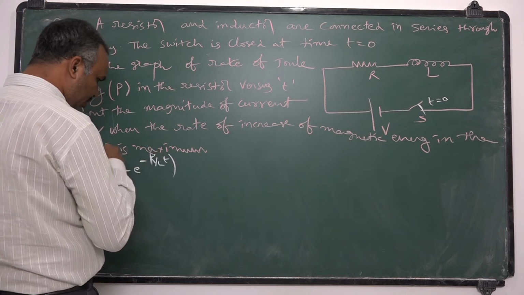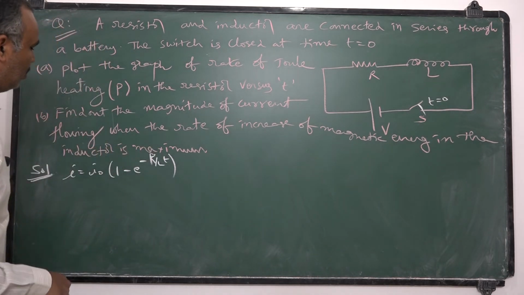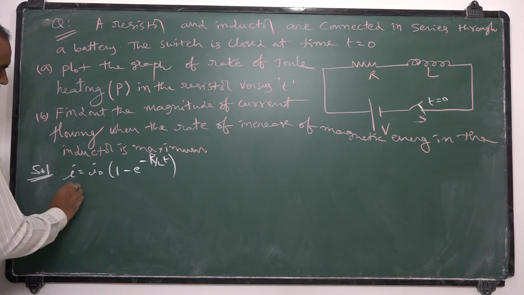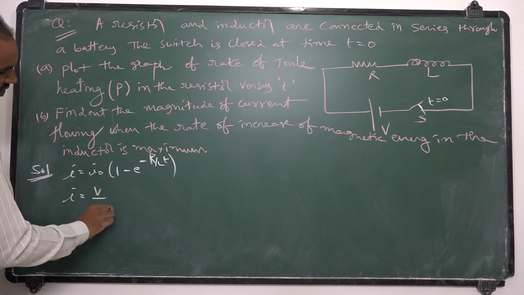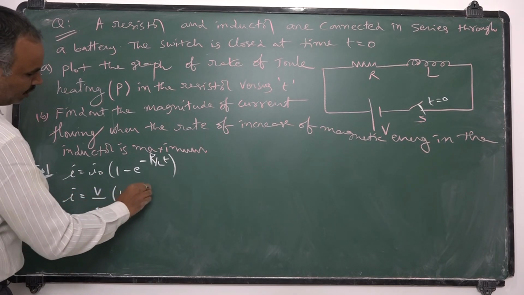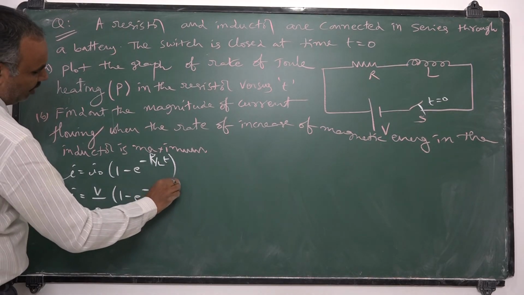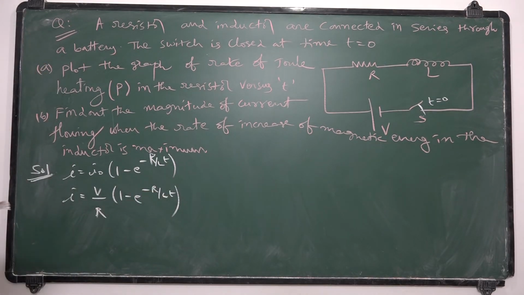That is what we derived. Here I naught is the maximum current that can flow, voltage by resistance, into 1 minus e power minus R by L into t. This is the general formula.